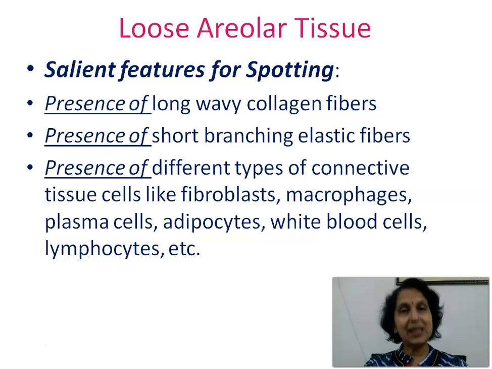What are the salient features for the spotting? Presence of long wavy collagen fibers, presence of short branching elastic fibers, presence of different types of connective tissue cells like fibroblast, macrophages, plasma cells, adipocytes, white blood cells, lymphocytes, etc. Any of these 2 points can be written for the histology spotters.